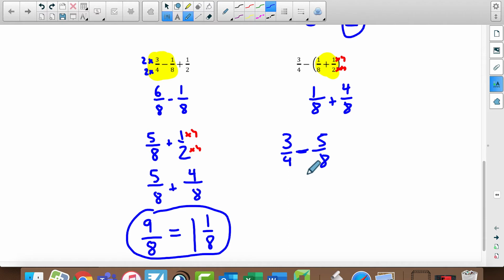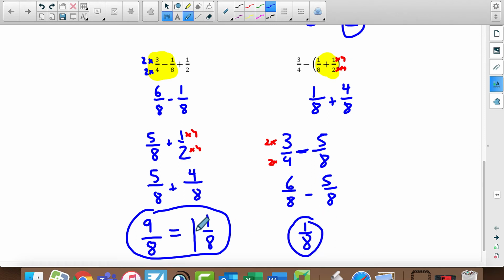Now it's a subtraction question. We need to get common denominators. Guess what it is? 8 again. So we're going to have something over 8 minus something over 8. Obviously the 5 there. What do we have to multiply the 4 by? By 2. Do the same to the top. You end up with 6 over 8. If you subtract this, you get 1/8.